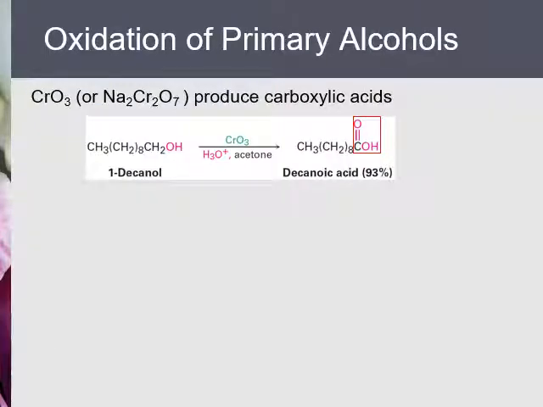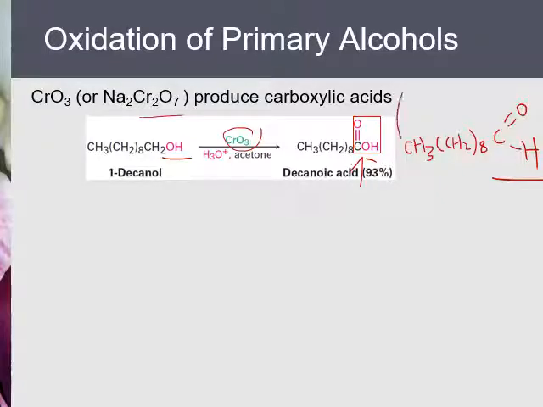Here is an example of a primary alcohol being converted to carboxylic acid using chromium oxide or sodium chromate. As we saw in the last slide, this reaction first forms an intermediate. In this case, the intermediate is an aldehyde, and this aldehyde can be further oxidized to the carboxylic acid. So here is a question: can we have a method that can stop this reaction at this stage, only producing aldehyde without being further oxidized?